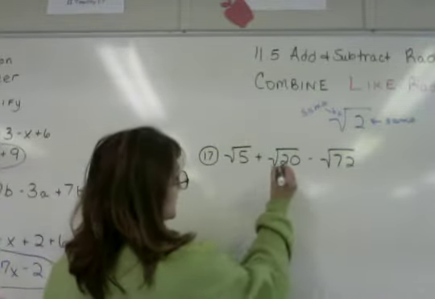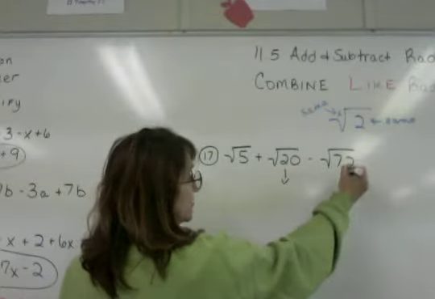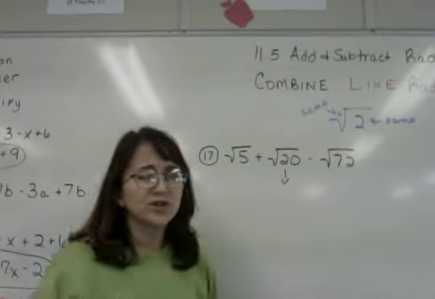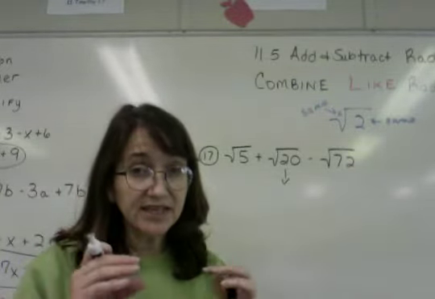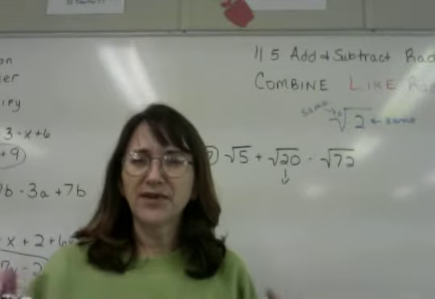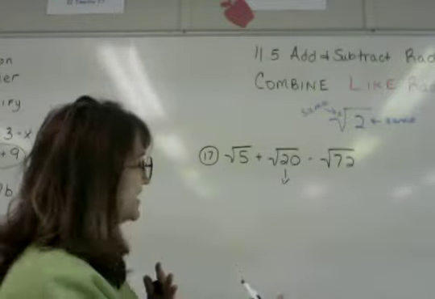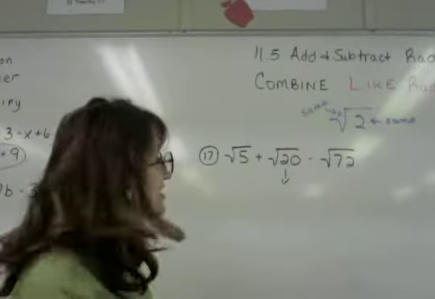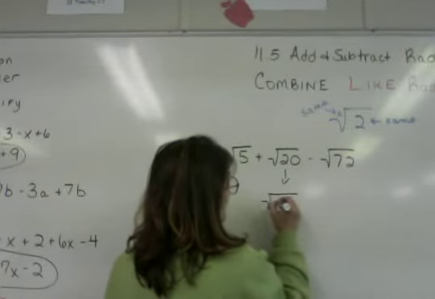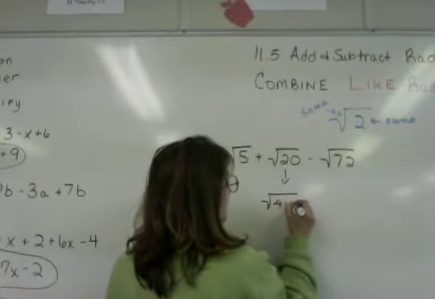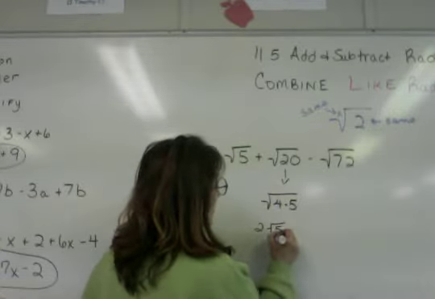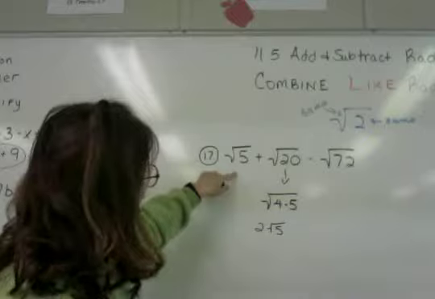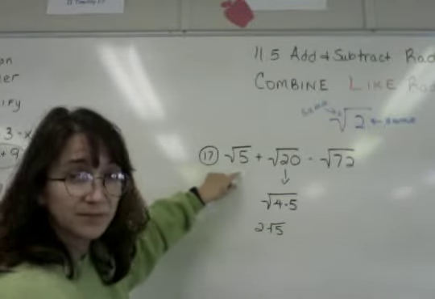So let's just work on 20, and then we'll work on 72. So 20, what are two numbers that I would factor together, multiply together, that would become 20, that might have a perfect square in it? You might pick this out, you might not, but those common factors of 20 would be 4 times 5. And then I would take the perfect square out of 4, which would be the 2. And then now I have this radical that looks similar that I could probably add to this one up here.